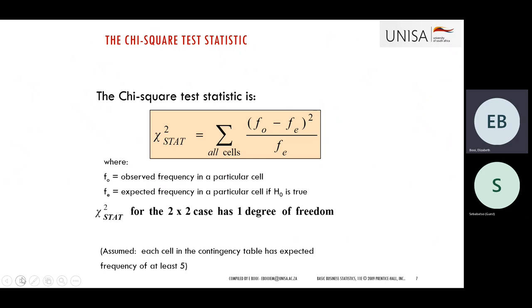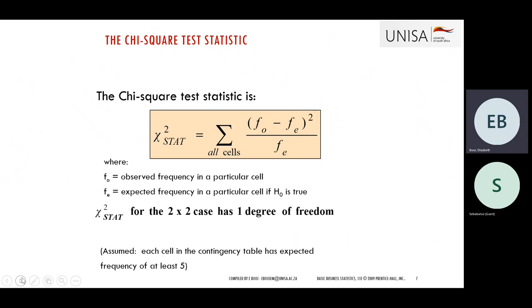And we're going to use this to find the degrees of freedom, because in some instances for the degrees of freedom we will use your rows and columns. For the goodness of fit test, we will always use a 2x1 case, or a 2x2 case, which will always give you degrees of freedom of 1. And I will show you how to find the critical values and so forth.